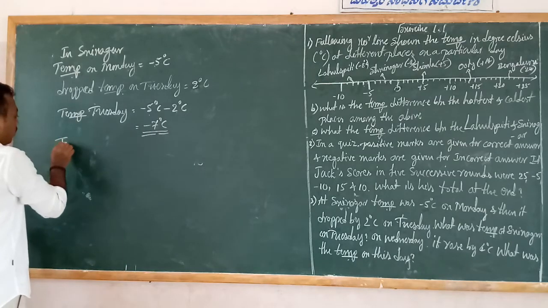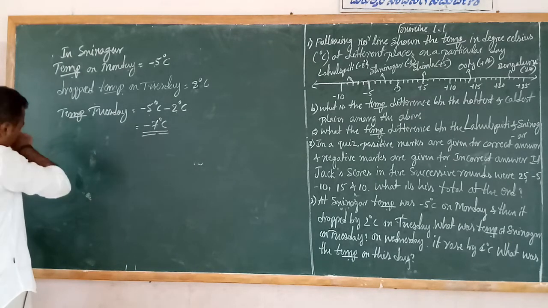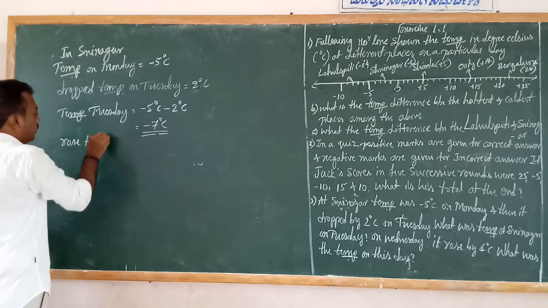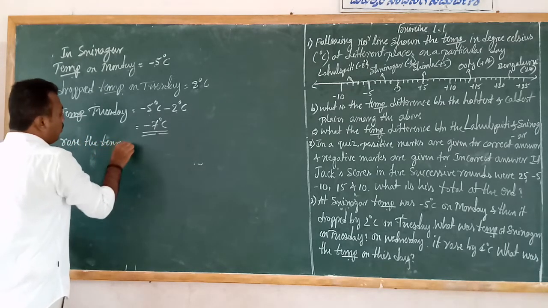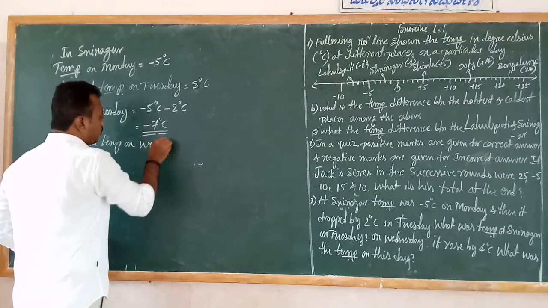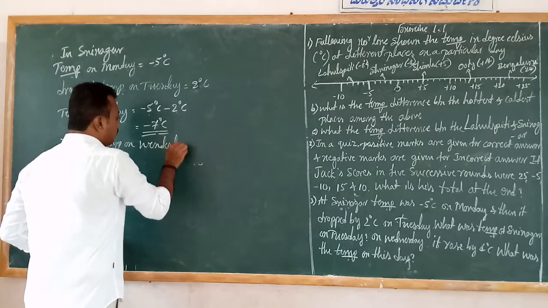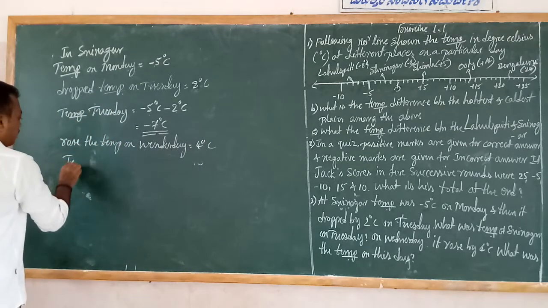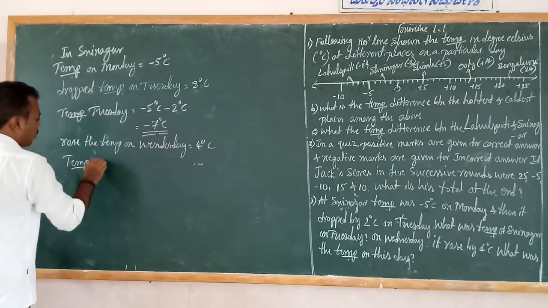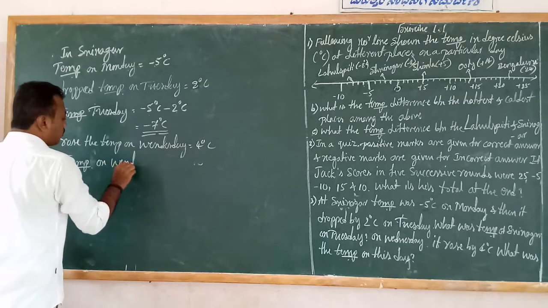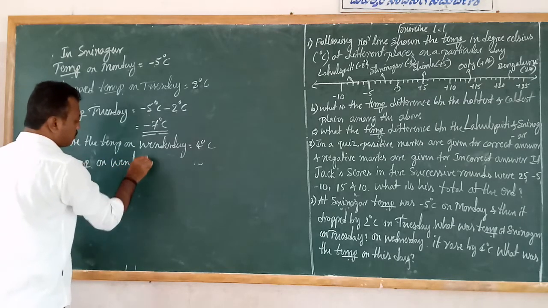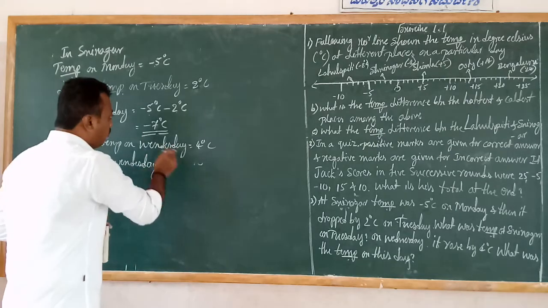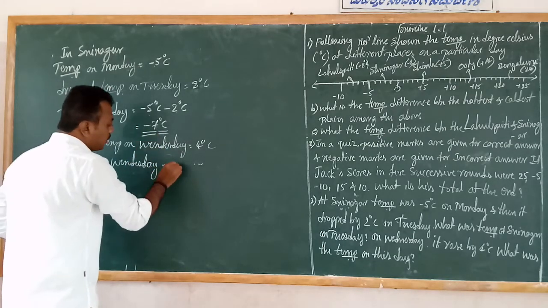Okay, the temperature rose on Wednesday. How much? 4 degrees Celsius. So the temperature on Wednesday rose, which means we have to do addition. So finally, on Wednesday, how many degrees Celsius is there?